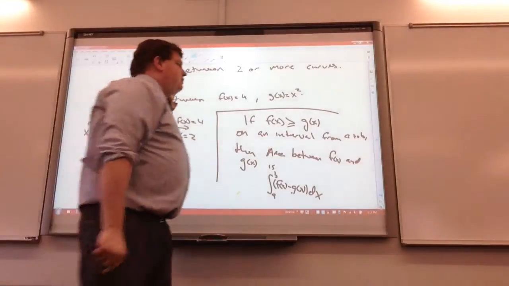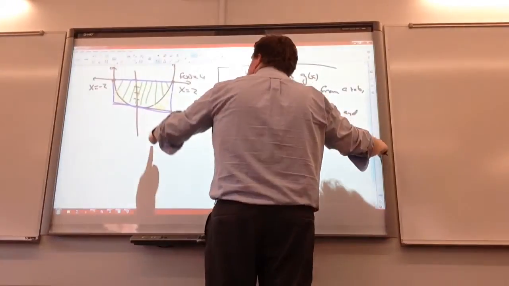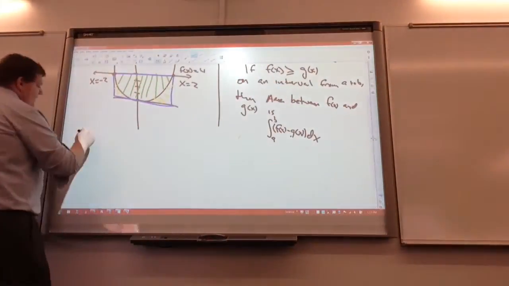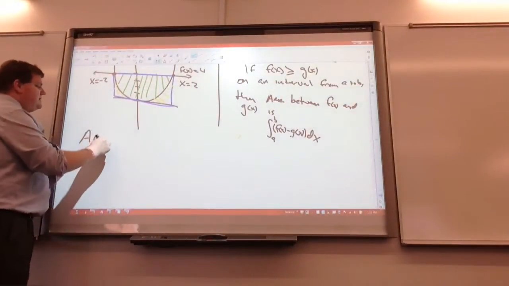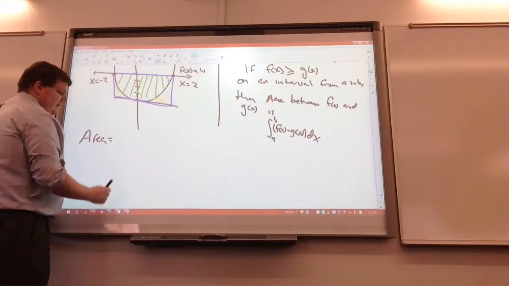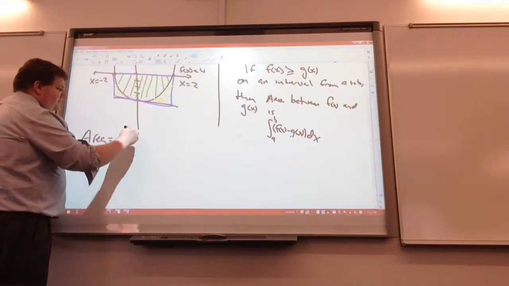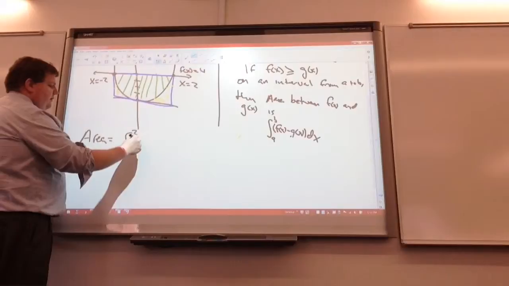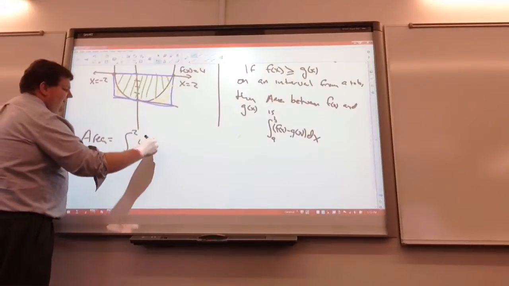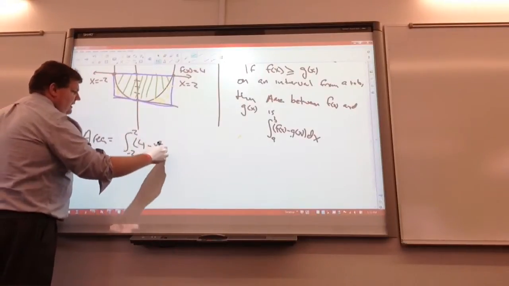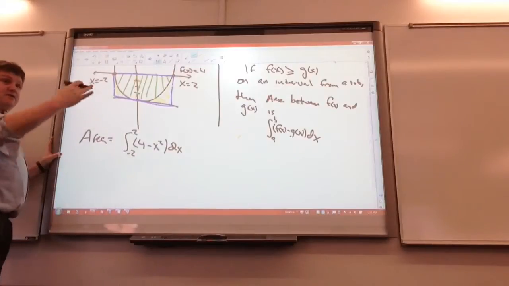So the actual area of the green region is going to be the integral from negative 2 to 2 of 4 minus x squared dx. And that you can calculate by hand.